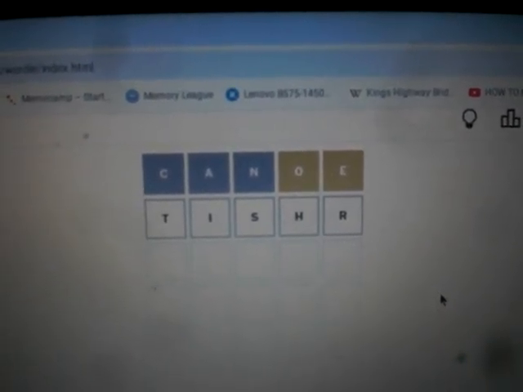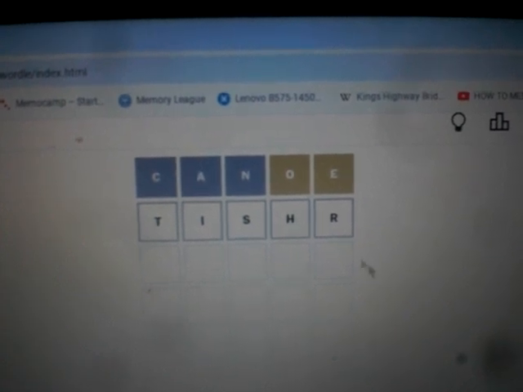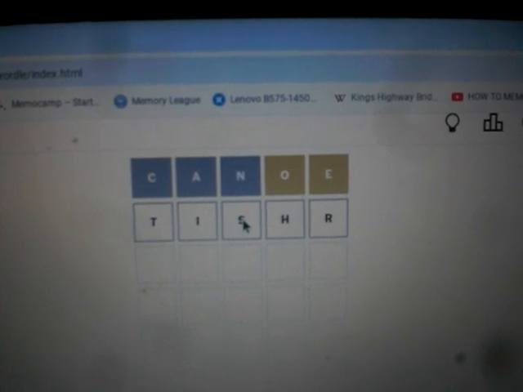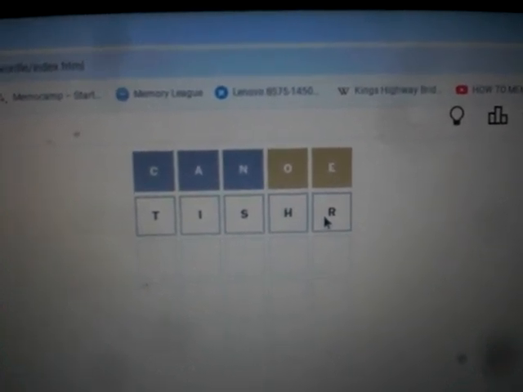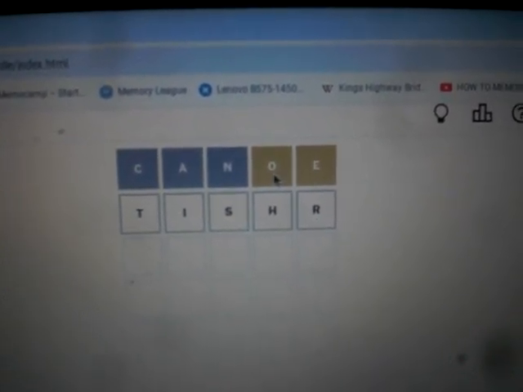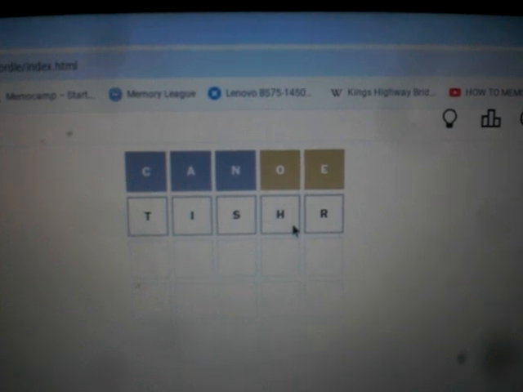So let's go over that again. E-T-A-O-I-N, SHRDLU, S-H-R. So in other words, the next 5 most common letters in the English language, left to right, T-I-S-H-R in that order. So what we want to do is make a word with these 2 letters and 3 of these letters. See what we're doing?